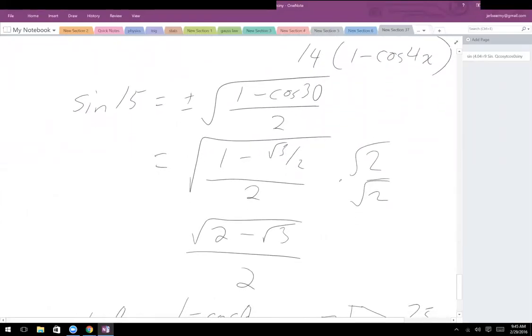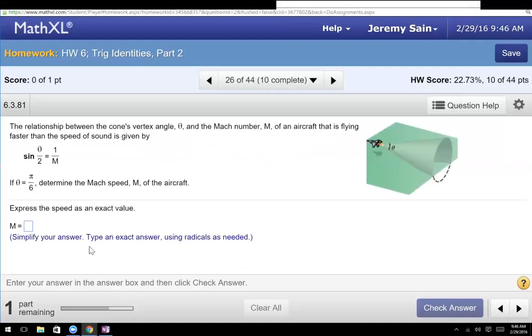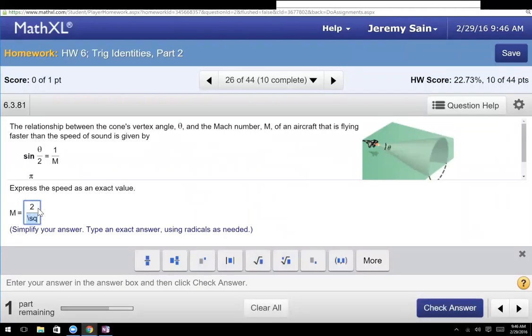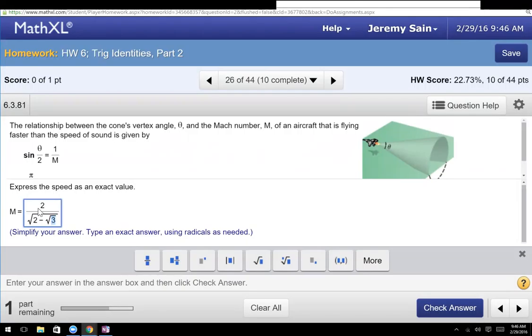So sine 15 was plus or minus the square root of 1 minus cosine 30 over 2. Cosine 30 is root 3 over 2, so square root of that. So this is 1 over m. So m is 2 over the square root. And I'm going to guess they'll let me type it in like that. It doesn't say rationalize denominators.